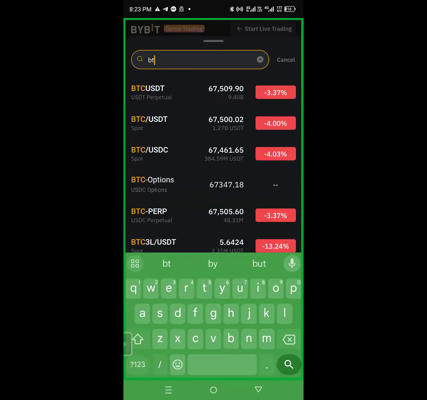Yes. Now you can see that there are options here. The first one, the first BTC USDT, has USDT perpetual, and one has spot. The third one is BTC USDC. What we really want here, anytime you search for any cryptocurrency pair, make sure you are choosing the one that has USDT perpetual, which is the first one. You can see, right? So I'm going to be selecting the one with USDT perpetual.